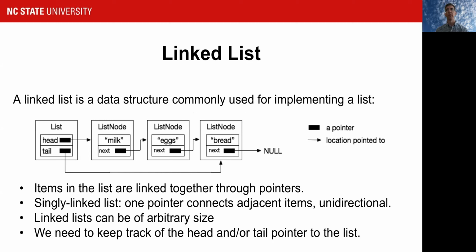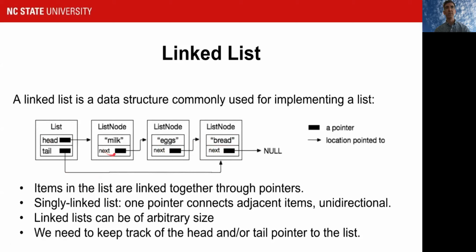What I'm showing you here in this graph on the screen is a representation of what a linked list might look like in memory. So we have each of these little nodes. This is one node in the list, milk. This is another node in the list, eggs. And this is another node in the list, holding bread.